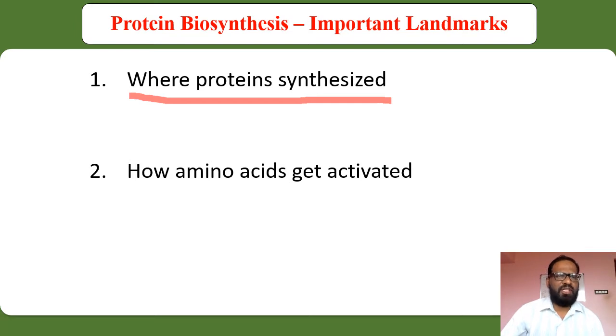When they came to minutes, they found that the radio labeled amino acids, that is the protein biosynthesis, were confined to one particular region of the cell, and that region was identified as the ribonucleoprotein particles. At that time they did not know anything about the ribosome, so they did not name it a ribosome. They only said that there are ribonucleoprotein particles, and these particles are the places where protein biosynthesis takes place.